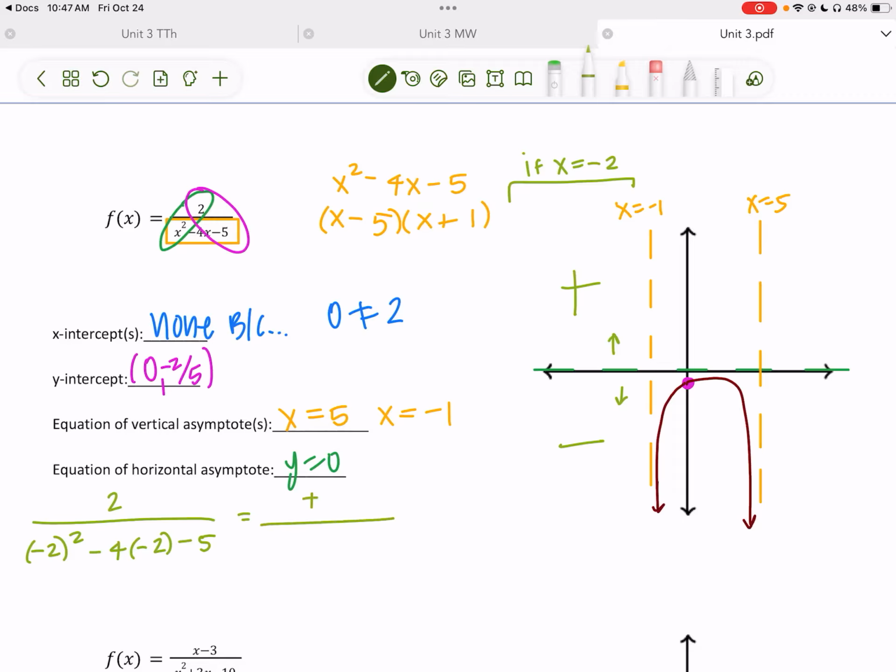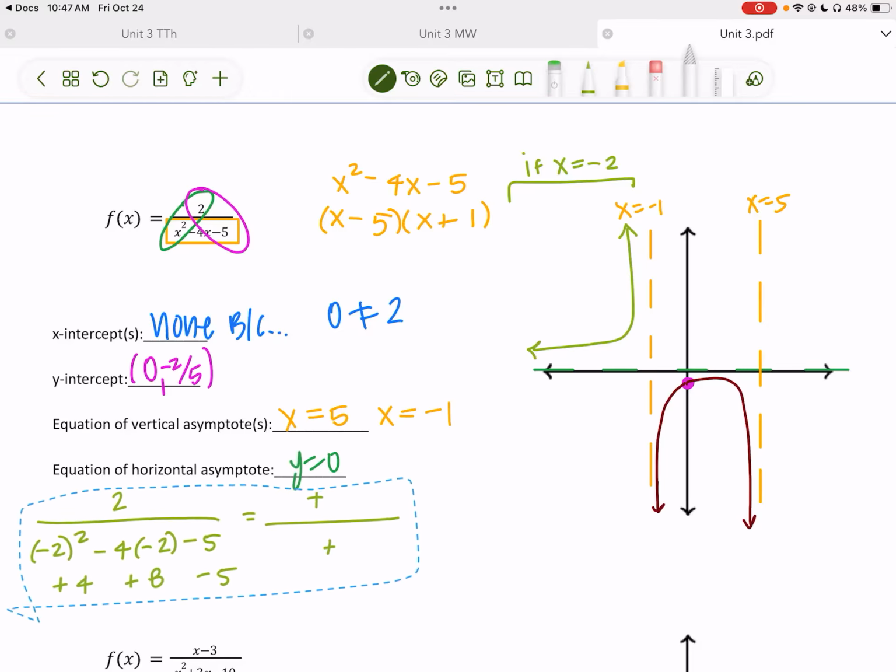So that 2 is positive. This will be +4, +8, -5. That's also positive. So that tells me that my curve is going to be up here. I know that that's the shape because these are functions and they continue forever and they're going to continue to approach those dashed lines but never touch them. Okay. From there, I can do the same thing for the other side.